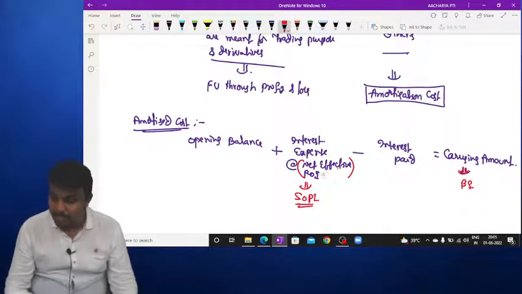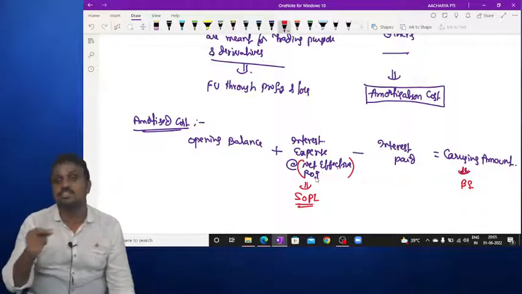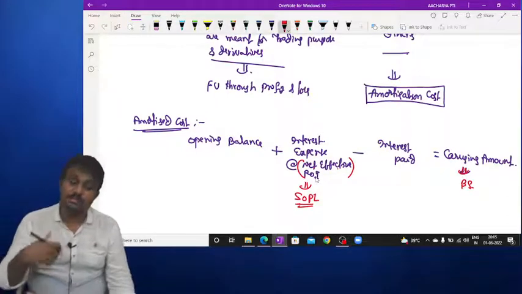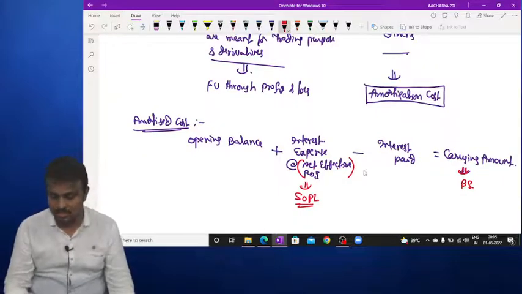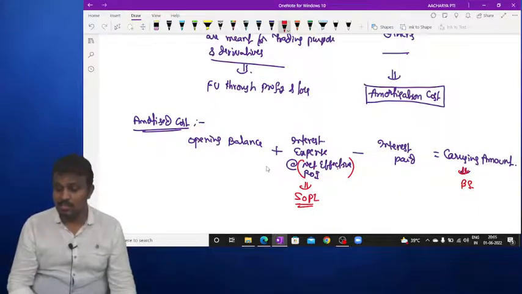That net effective rate of interest is changed if there is any cost incurred in future, like if the debentures are redeemed at a premium or if the debentures are issued at a discount. So those additional costs incurred alter the effective rate of interest. Okay, so this is how to calculate the amortized cost.